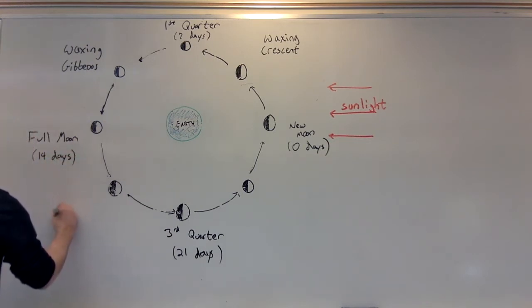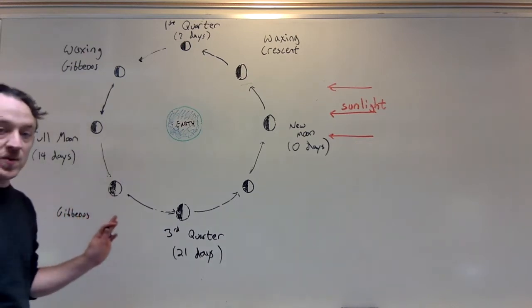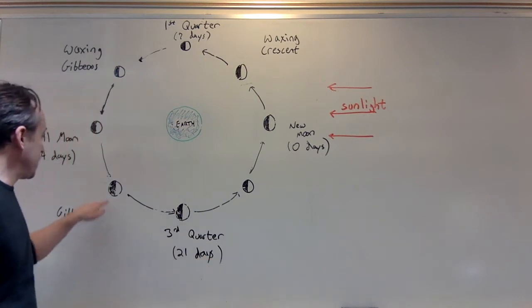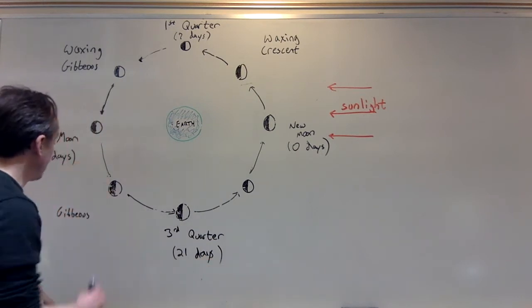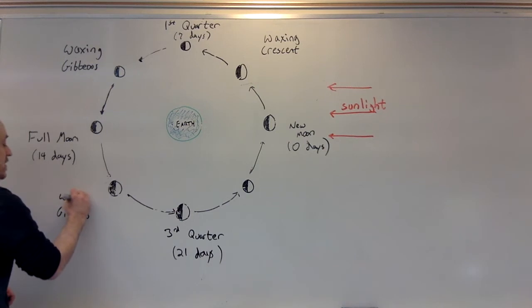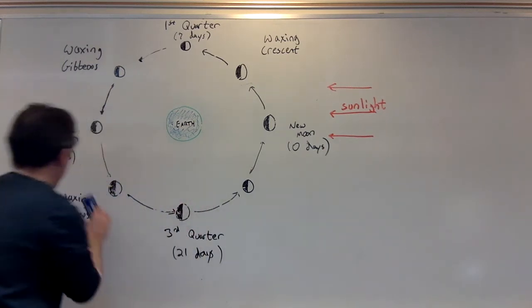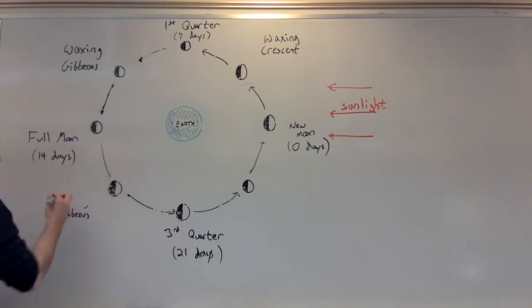So this is a gibbous, but now we're going to introduce a new term called waning. So when something's decreasing, it's waning. So the light is waning as we get to this point, because as each day that passes, less and less light illuminates the moon. So this is a waning gibbous.